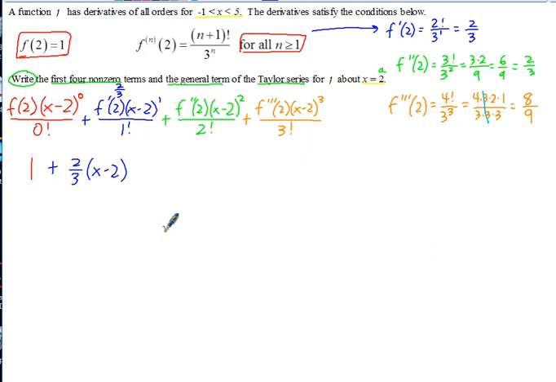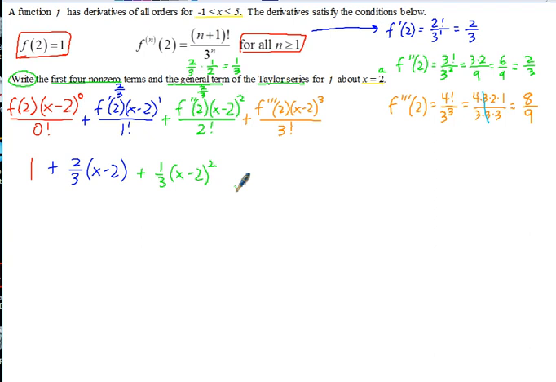F double prime of 2 was also 2/3. But this time it's divided by 2 factorial. So if we have 2/3 divided by 2 factorial, that's 2. It's the same as multiplying by the reciprocal, 1 over 2. The 2's reduce out, gives you 1/3. So it would be plus 1/3 x minus 2 squared.